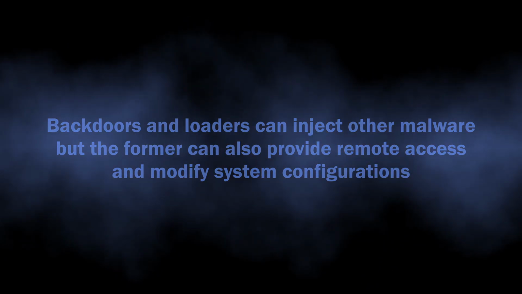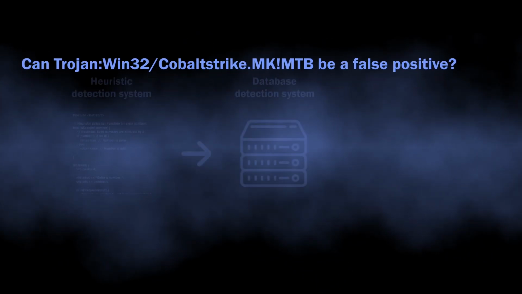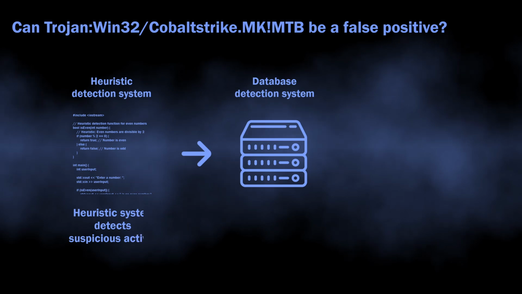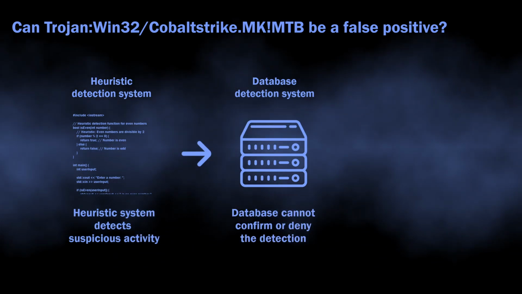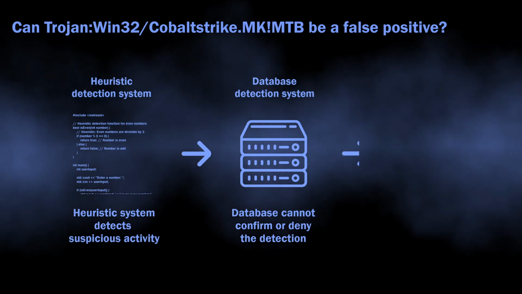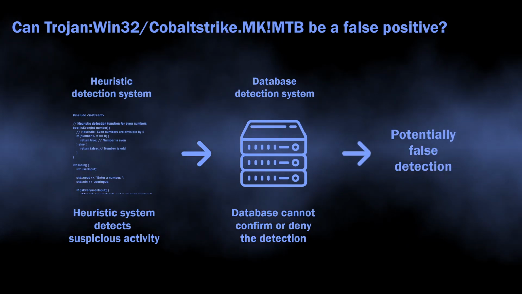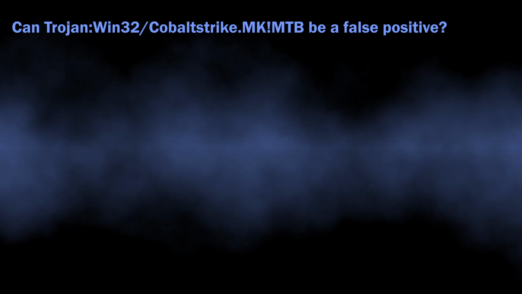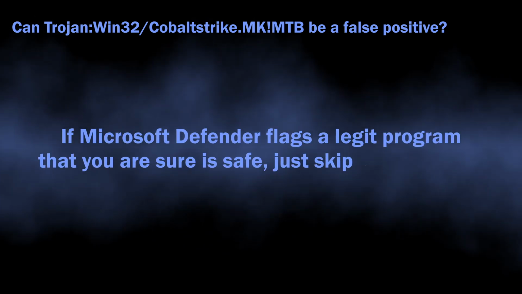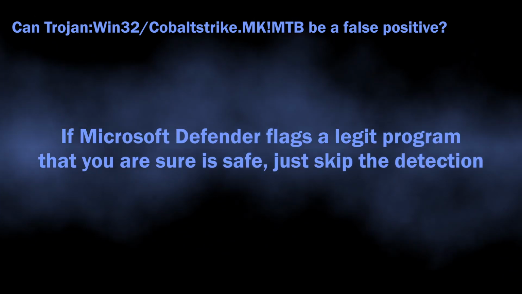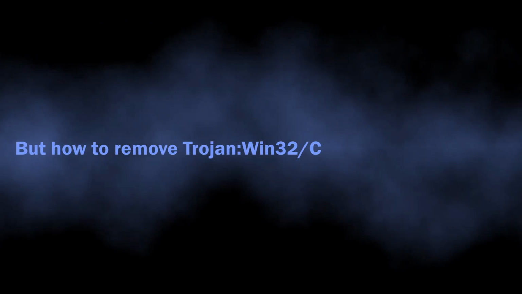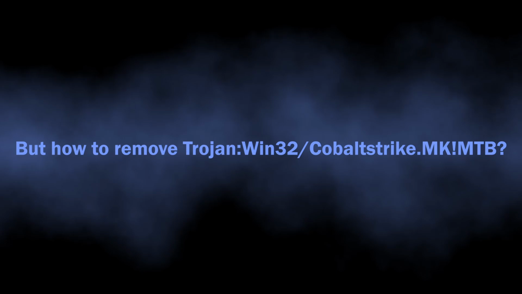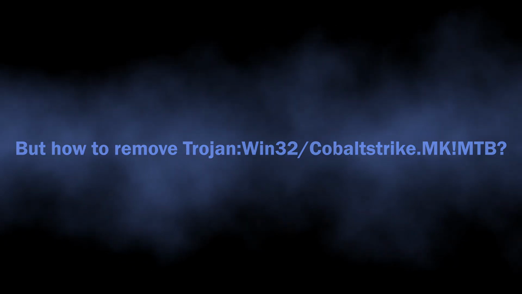There is also a possibility of this detection being a false positive. As I said, it comes from the heuristic detection system, which requires confirmation from other detection systems for better accuracy. When other systems cannot confirm or deny that the threat is real, it can end up with a false detection. If you see Microsoft Defender flagging a safe and legit application as malicious, you can just dismiss the alarm. But how to understand whether you should worry about the Trojan Win32 Cobaltstrike.MK MTB detection or not?